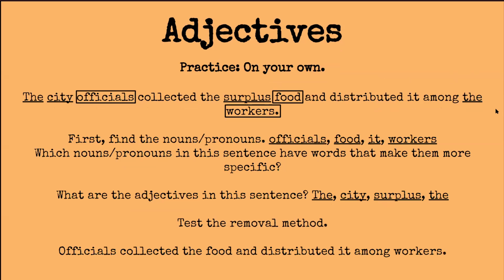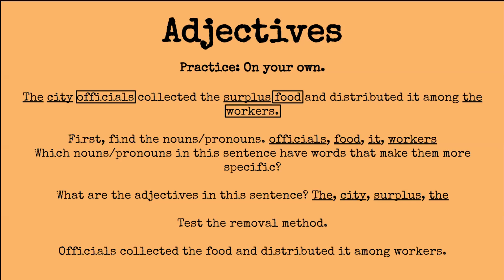Okay. So there are 3 nouns and 1 pronoun in the sentence. The 3 nouns are officials, food, and workers. And it is the pronoun. I did not circle it on this because there are no adjectives that are modifying the pronoun it in this sentence. So we've boiled it down to officials, food, and workers.